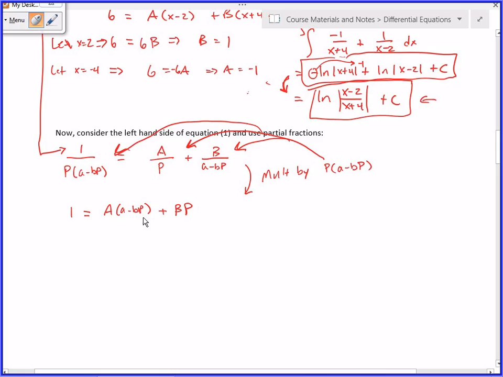So I got to find capital A and capital B. How do I do that? Set P to 0. That is now a very good choice. P equals 0. 1 equals A times little a. That Bp here is 0. This capital B, capital P over here is 0. So you get that your A is 1 over a.